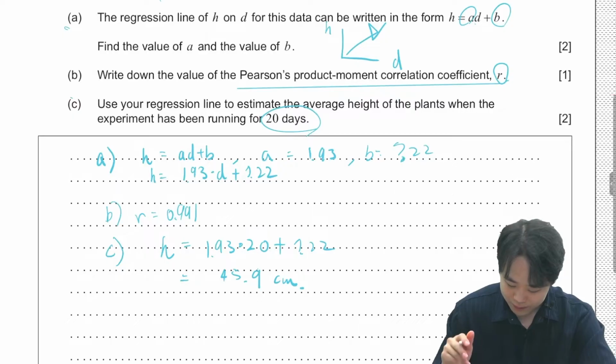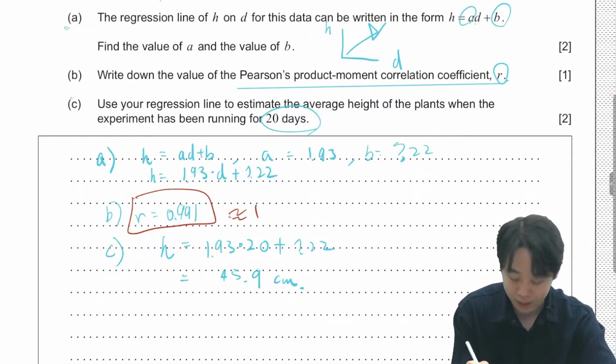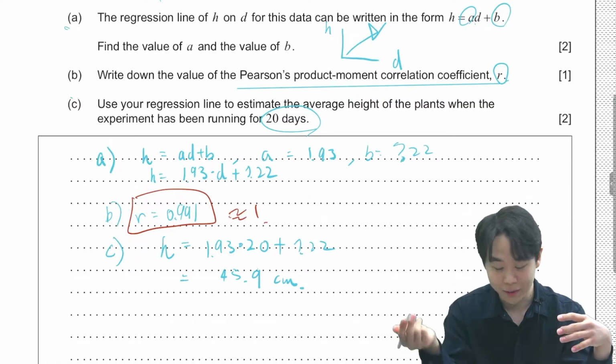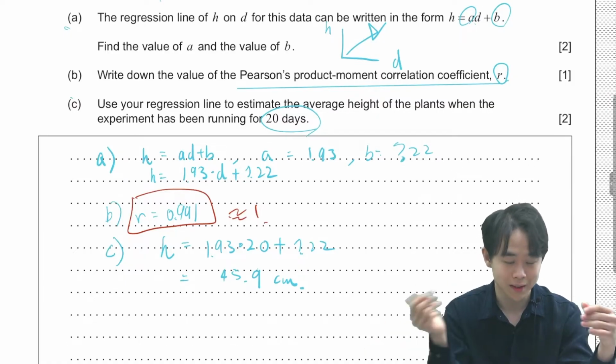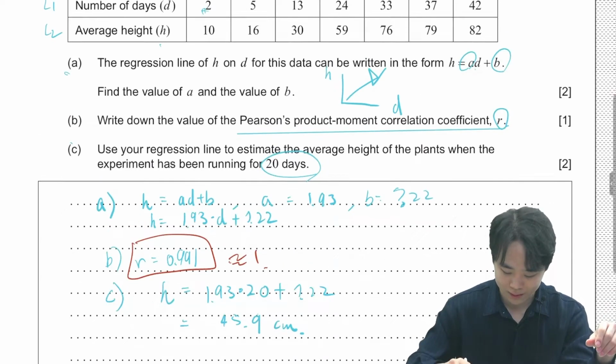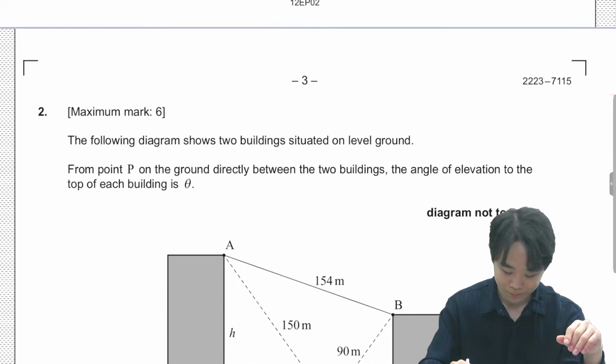So we have a positive correlation, right? R being 0.991, very close to 1, means that it's a very strong positive correlation where D increasing means H is also increasing. D decreasing means H is also decreasing, right? So that's the positive correlation we have. That's it for number 1. Let's move on to 2.